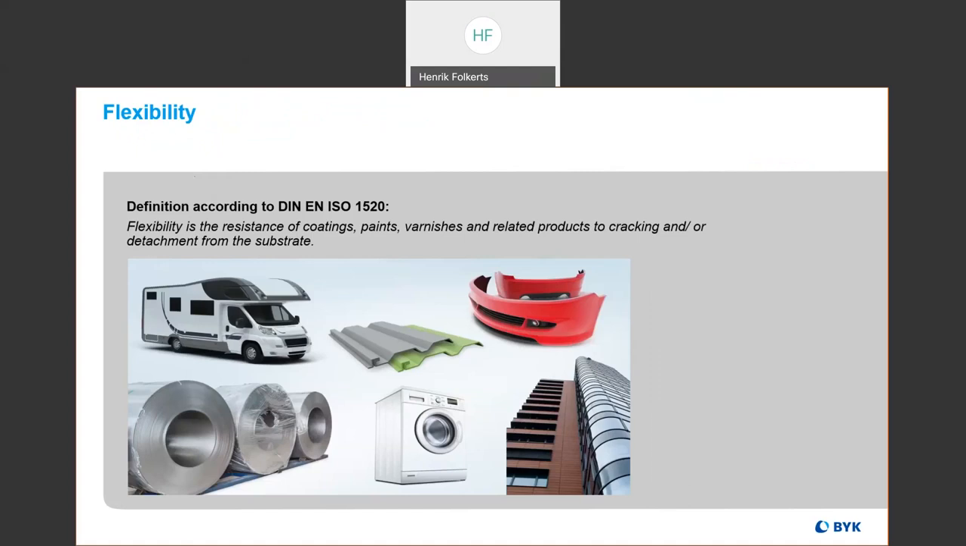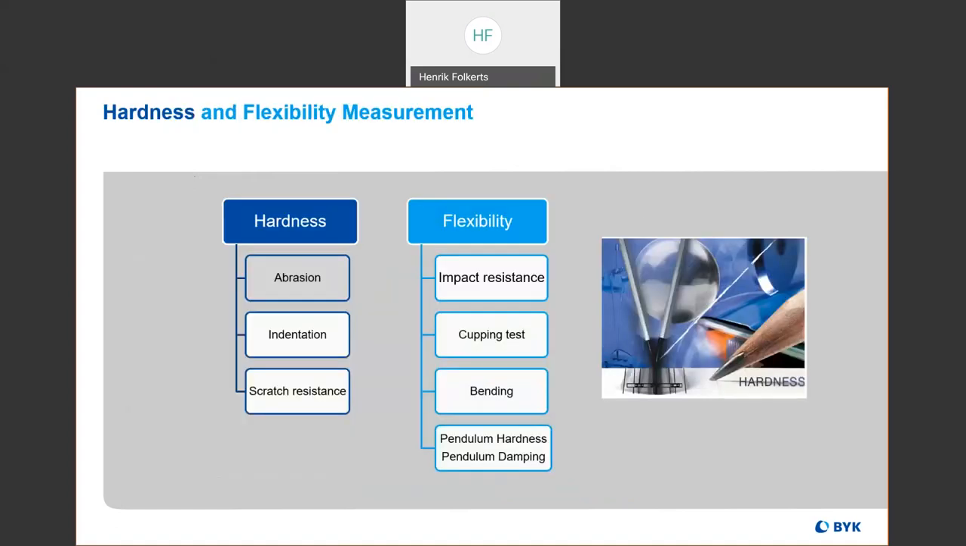Flexibility is defined in ISO 15220 as the resistance of coatings, paints, varnishes, and related products to cracking and detachment from the substrate. In the picture, you can see some typical applications where flexibility and elasticity are of high importance. The different methods to evaluate flexibility that we will discuss in the remaining part of the webinar are the impact resistance, the cupping test, the bending test, and the pendulum damping method.